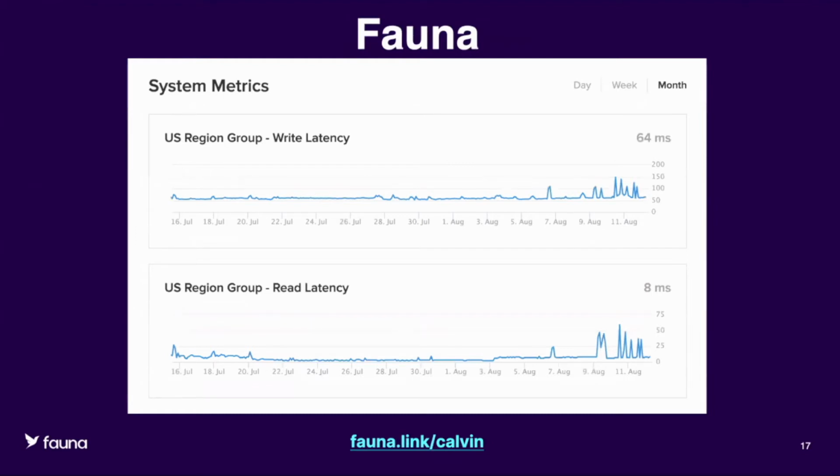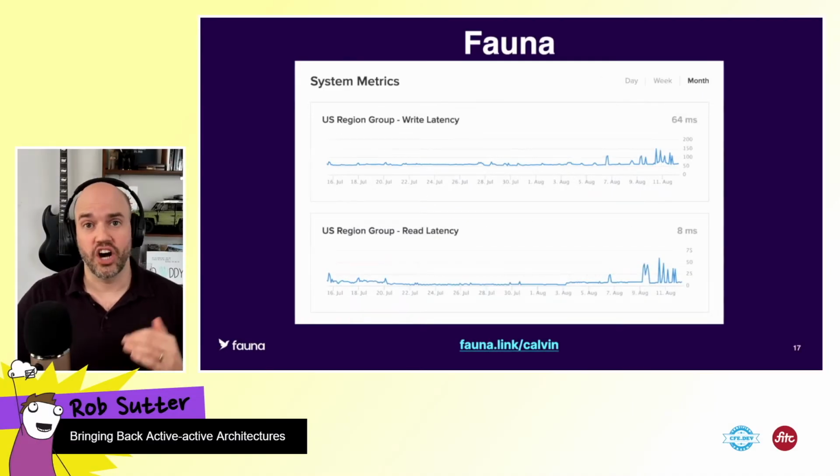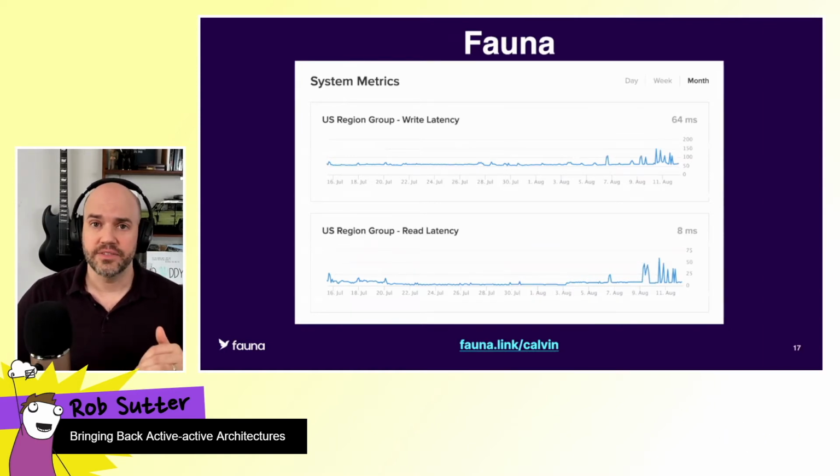Again, that's under that 100 millisecond bar that Amazon discovered can cost them 1% of their sales. So that's a really fast write. And at the same time, you're getting single-digit millisecond reads from the endpoint that's closest to you.